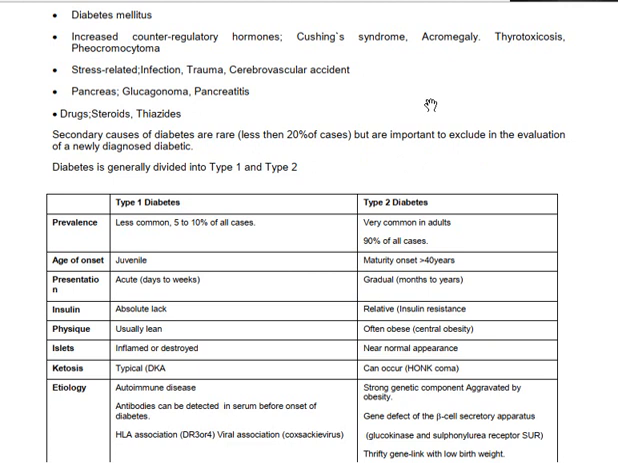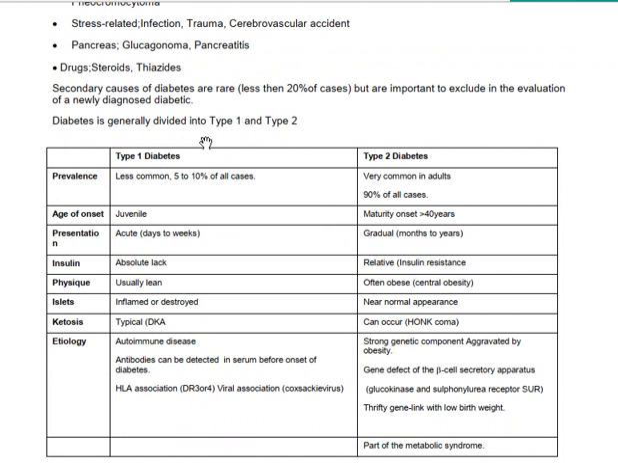Is it clear? I know that it's in less than 20%. Usually, diabetes is a primary cause. It's not coming from another thing. Is it clear? But the secondary causes are rare. Now, the next one is diabetes is generally divided into two types.